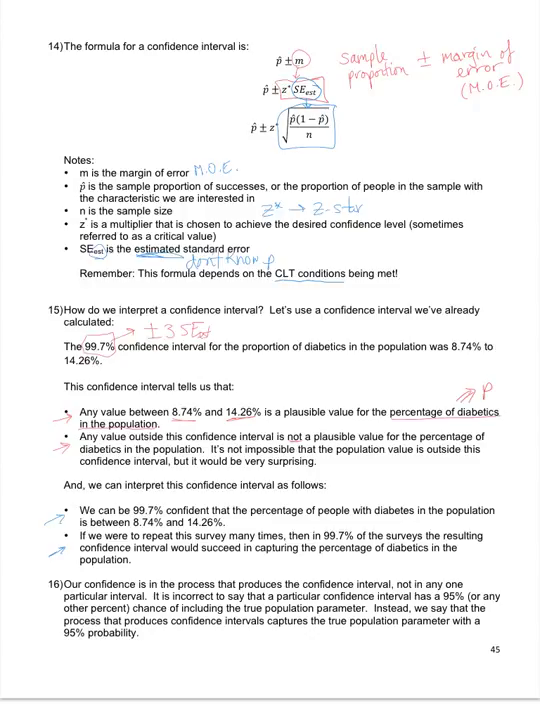Last note here at the bottom: our confidence is in the process that produces the confidence interval, not in any one particular interval. So it's incorrect to say that a particular confidence interval has a 95% or any other percent chance of including the true population parameter. Remember, the population parameter's value is fixed. It's not moving. So instead, we say that the process that produces confidence intervals captures the true population parameter with a 95% probability.